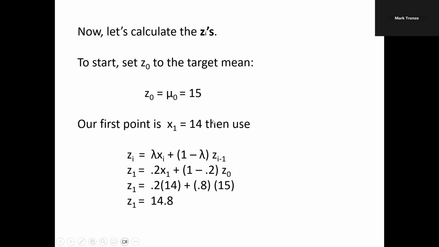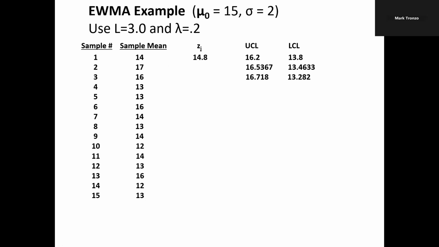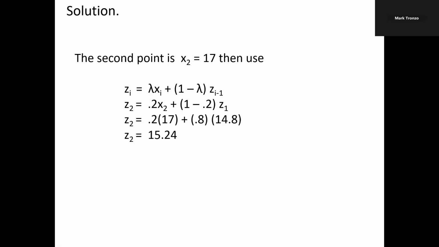And now in this case, again, we're using our target up here. z0 was 15. Now, from now on, we're just going to use the previous z value to calculate. So we put our values in, we get 14.8 for z1. And plot that, put that in your little chart here. Then do the second point.